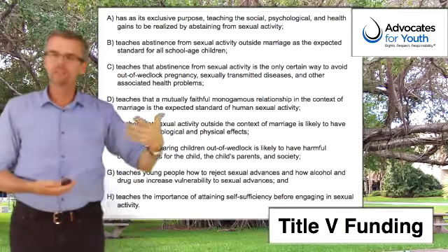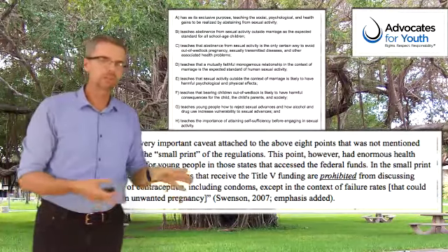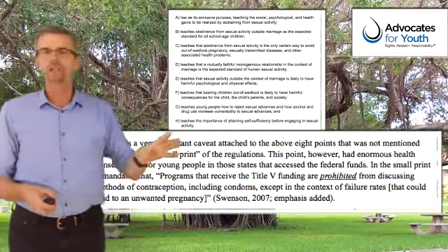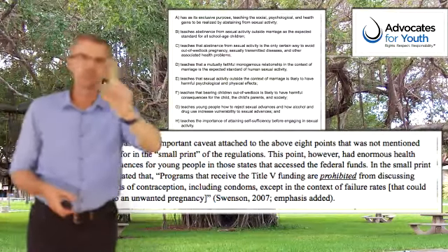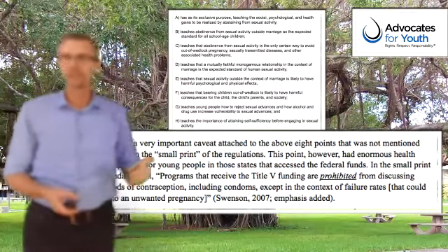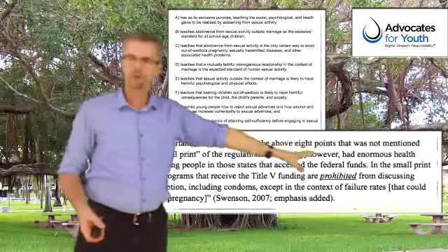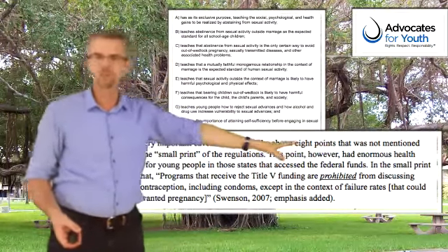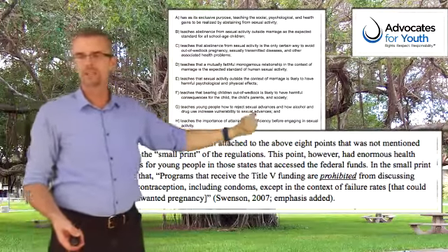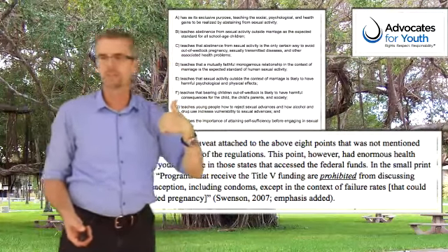And what they did not say in there, in the small print down at the bottom, there was this caveat that said, you know what, if you do all of those other 8 things, there's still one thing that you cannot do and you cannot include under any circumstance, and that is the idea that you are prohibited from discussing methods of contraception, including condoms, except in the context of failure rates that could lead to an unwanted pregnancy.